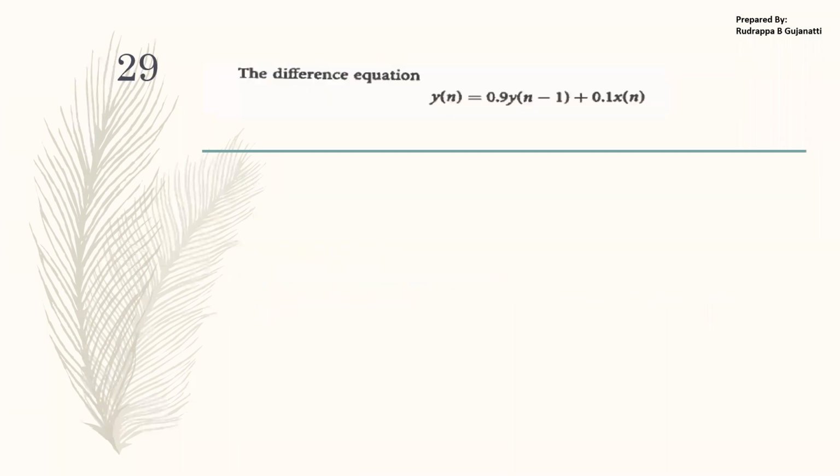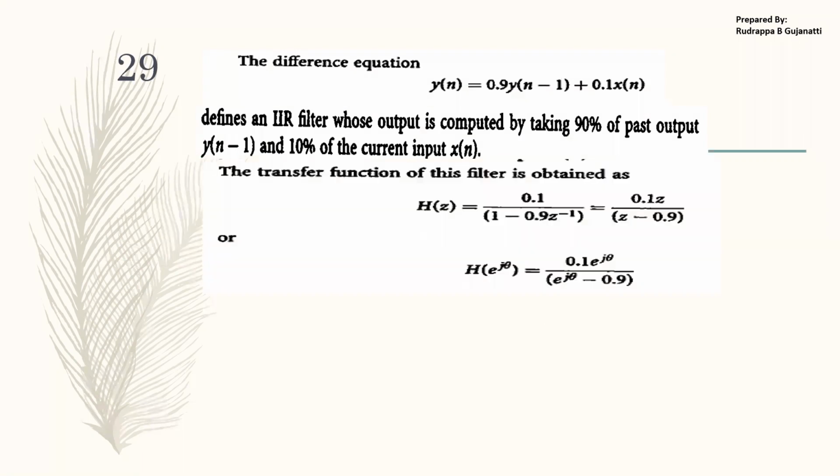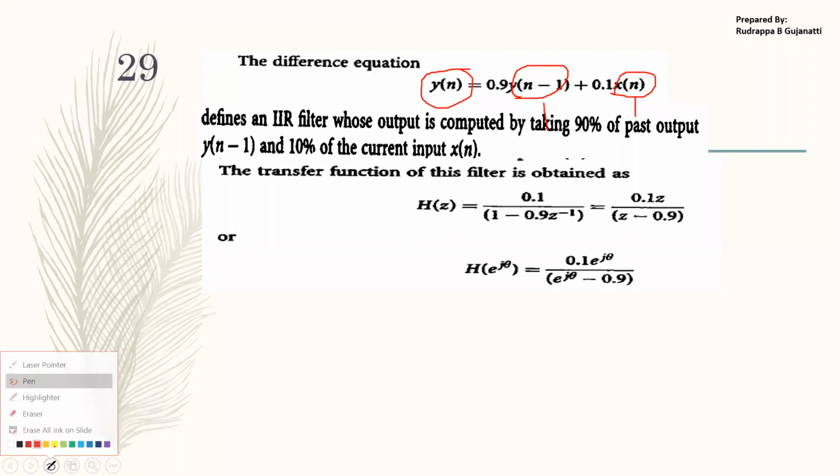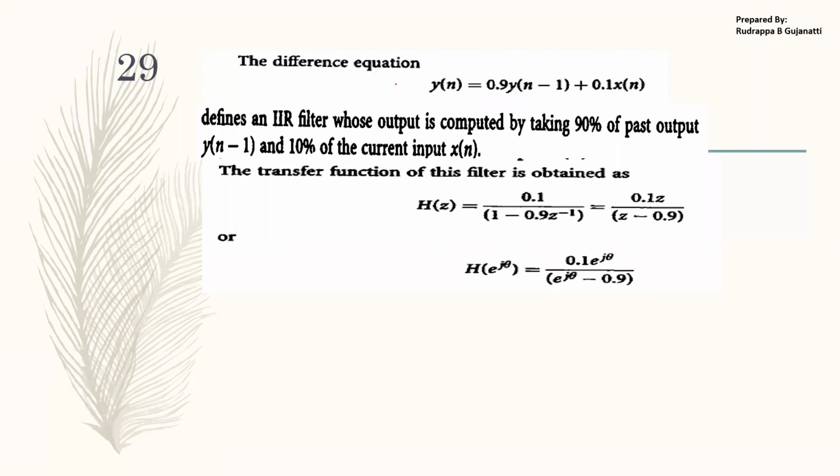Moving forward, we had discussed this problem. How do I identify that this is related to IIR? If you just observe, this is the current output, which is dependent on the present input and one past output. So it is dependent on past output and the present input. Since past output dependency comes in here, this equation represents the IIR response.